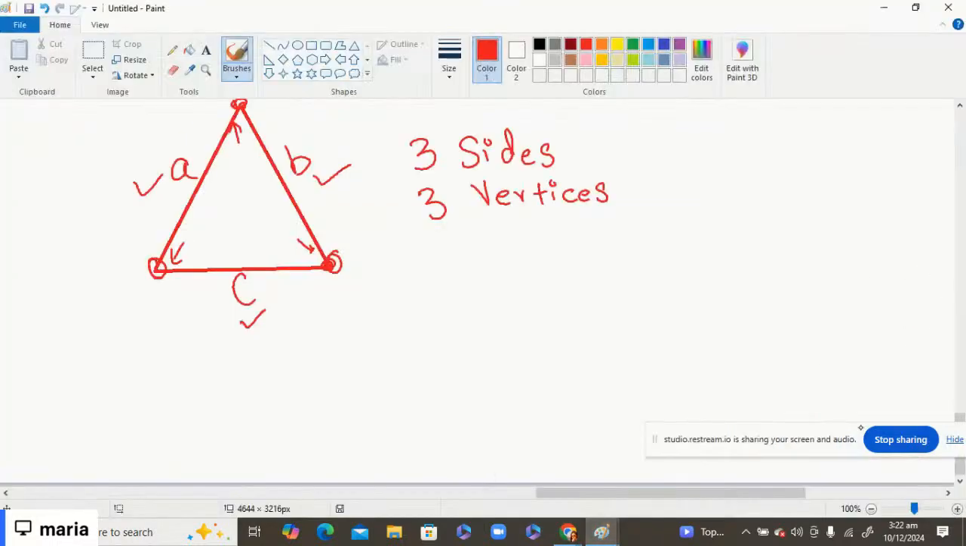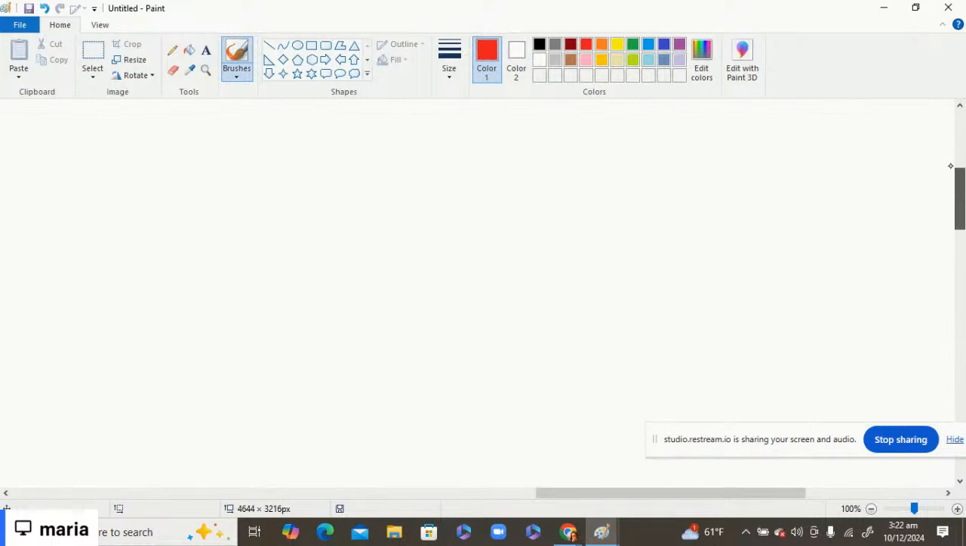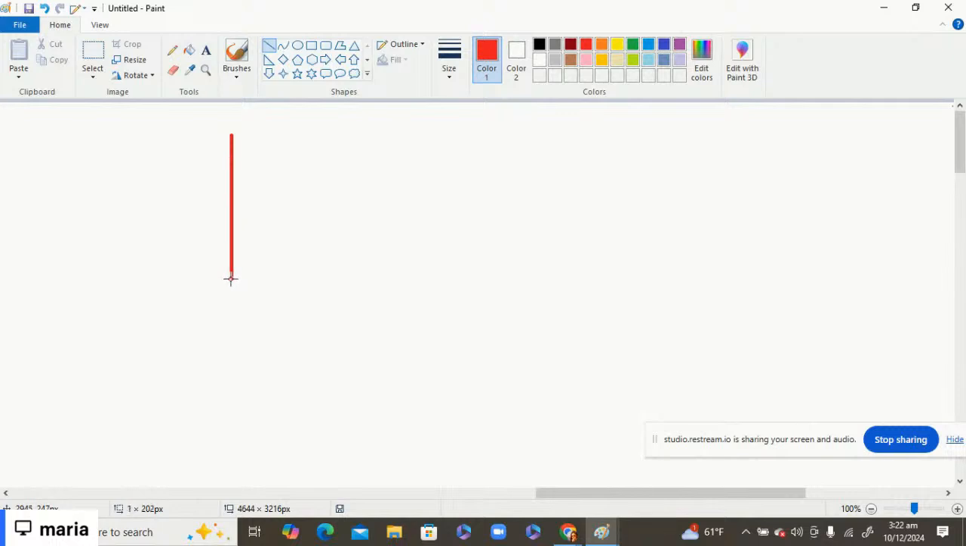Okay, look at here. It's one side, then it's second, it's 2, then it's 3, and then it's 4. All right, so the total are 4 sides. 1, 2, 3, and 4.